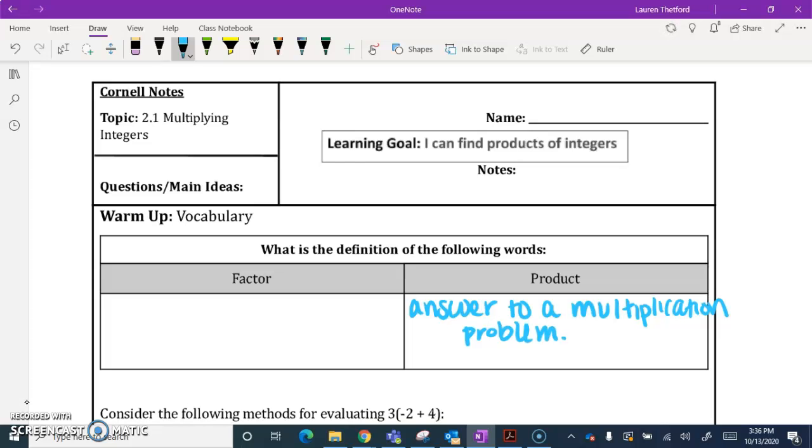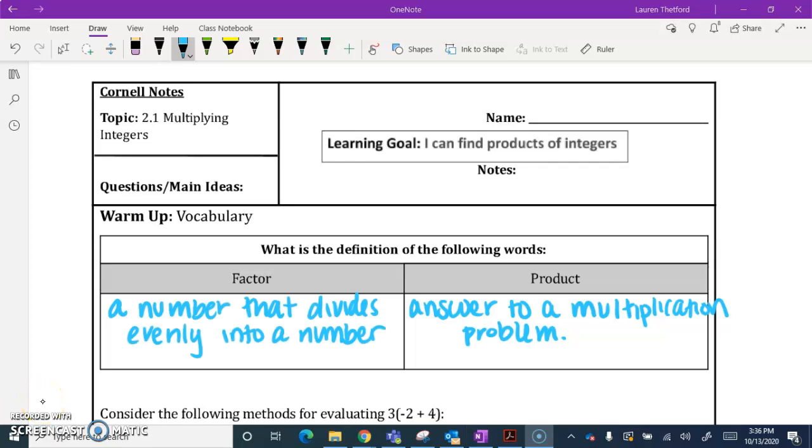A factor is a number that divides evenly into a number. So for instance, 4 is a factor of 20. So 20 is equal to 5 times 4. 4 goes into 20 5 times evenly, and so that means that 4 and 5 are factors, and 20 is the product.